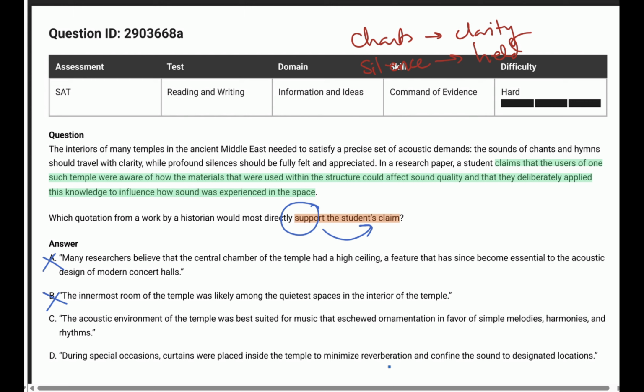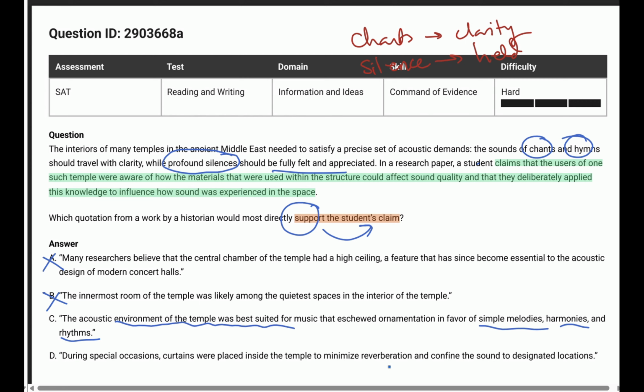Okay, and favors small, simple melodies, harmonies, rhythms. First of all, what about the profound silences that should be fully felt and appreciated? We're only covering chants and hymns now, rhythms. We're not covering silences. Secondly, again, we're just saying that the environment was best suited for that.